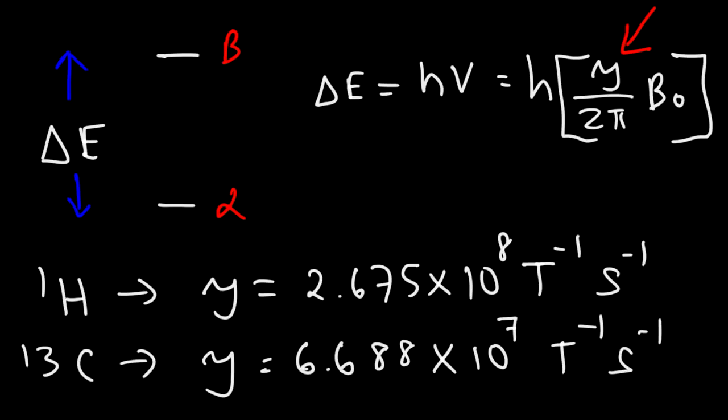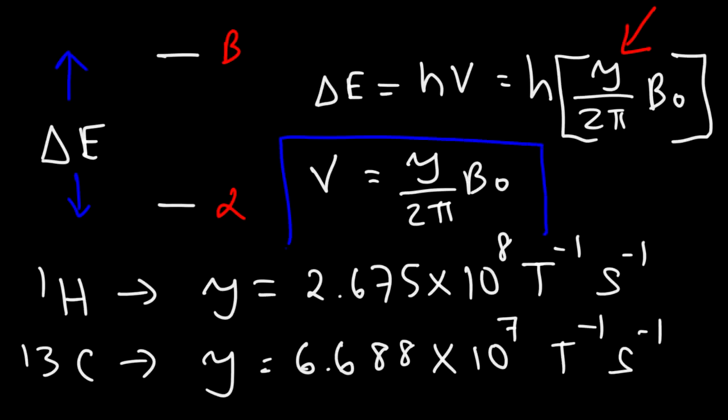So that's the formula you could use if you wish to calculate the energy difference between the alpha and the beta spin states. Now, sometimes you may need to calculate just the frequency that's needed given the strength of the applied magnetic field. And it's going to be the gyromagnetic ratio divided by 2 pi times the applied magnetic field. So you can also use this formula if needed.